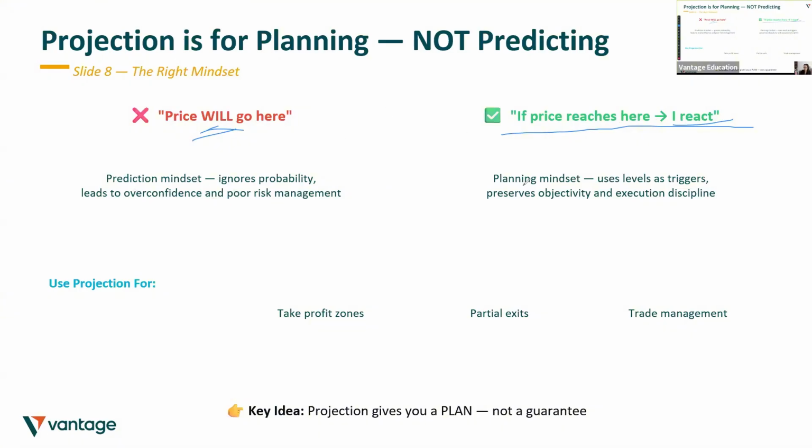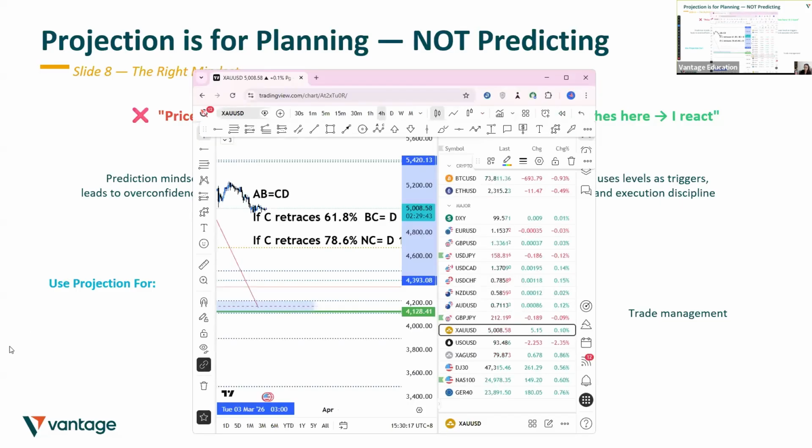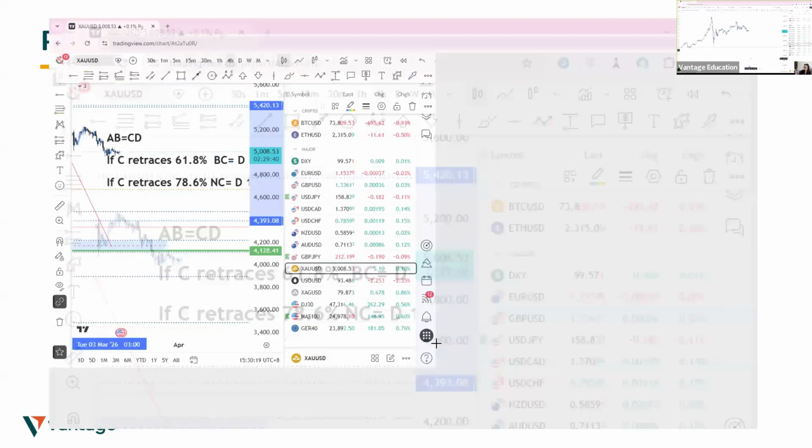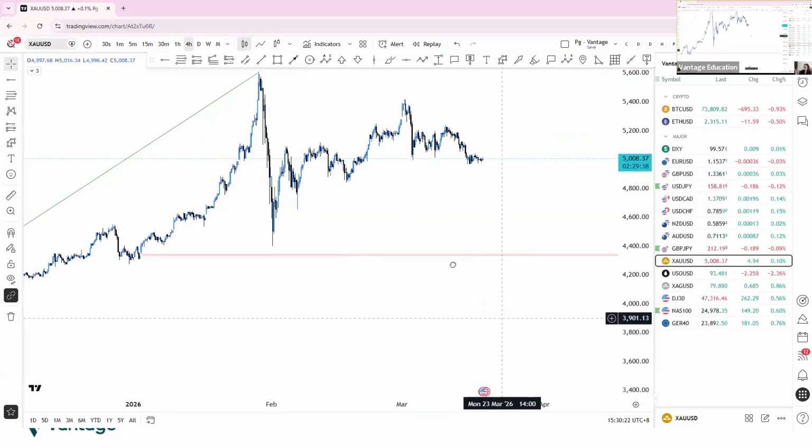Okay, that's why for the planning mindset, use a level as a trigger, which preserves objectivity and execution discipline. For example, I'm going to pull out the chart here. Let's just say we look at the current market. I'm going to remove everything.